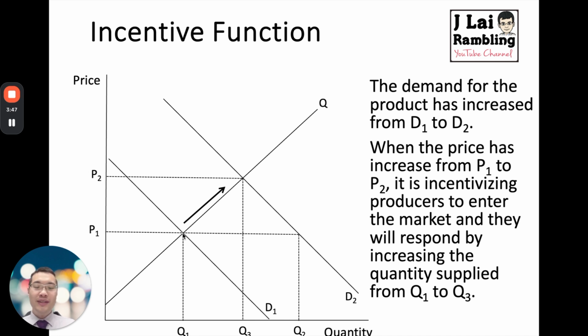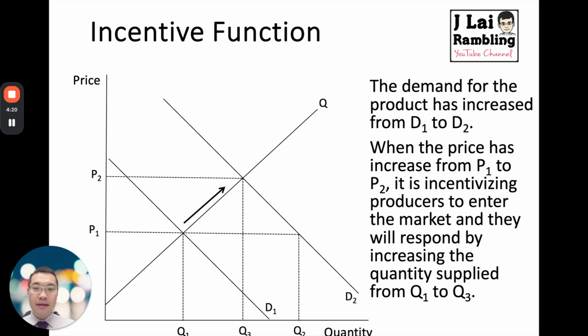Now, before, we said that it is sending them a signal to enter the market. This is actually incomplete. Just because the price is sending the suppliers a signal doesn't mean that they have to follow the signal. But this is where the incentive function kicks in. By raising the price to P2, this is incentivizing them to enter the market. It's telling them, hey, come and sell more, because with a higher price you can actually earn more profits.